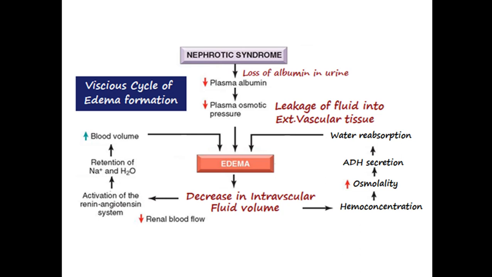Now, we know that the loss of albumin through the damaged filtration barrier of the glomerular basement membrane will cause loss of albumin. The plasma albumin will fall. There will be hypoalbuminemia, and as a result, the plasma colloidal osmotic pressure will be decreased, and there will be leakage of fluid into the extravascular tissue that will lead to edema.